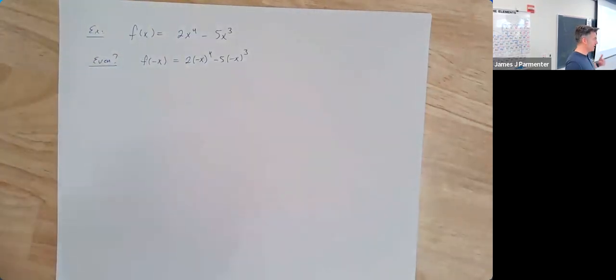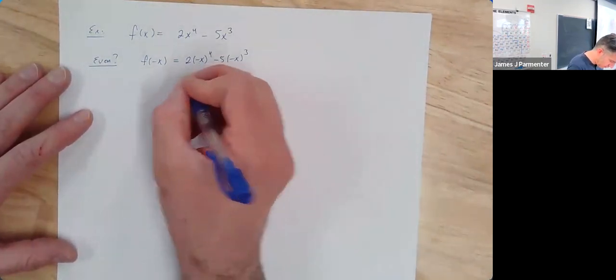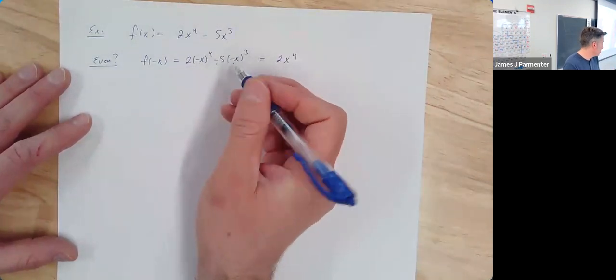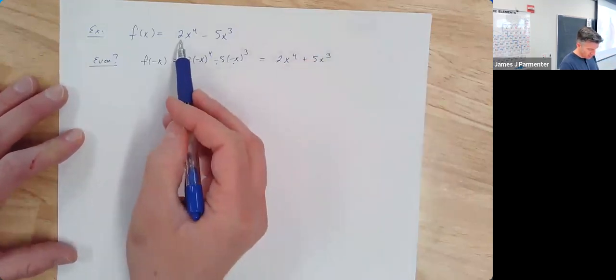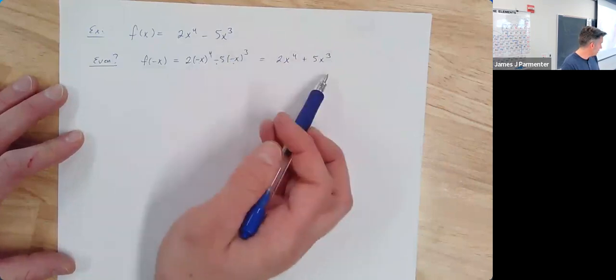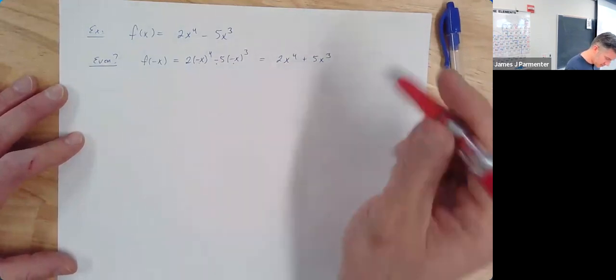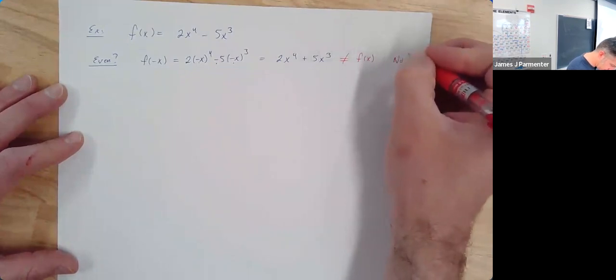And here's what you hopefully have seen by now. When you have negative x to an even power, it ends up staying whatever sign it already was. Whereas negative x to an odd power ends up changing signs. So here, I get just 2 times x to the fourth. And we get a minus 5 times a negative x cubed, which ends up being a positive 5x cubed. The even power thing stays the same sign. The odd power thing is changing. Is that the same as what we started with? Of course not. This is not equal to f of x. So the answer is no, it's not even.